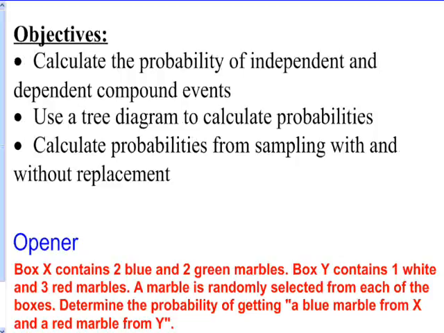Right, our objectives today: we're going to learn how to calculate the probability of independent and dependent events. We're going to learn how to use a tree diagram, which we talked about last time, in calculating probability. And we're also going to calculate probability from sampling with and without replacement.